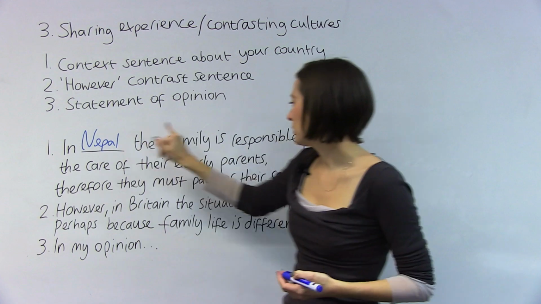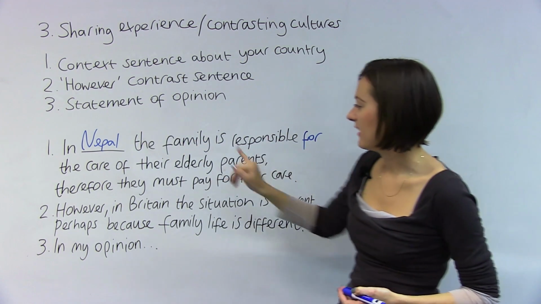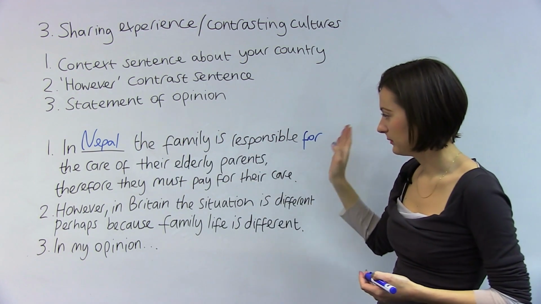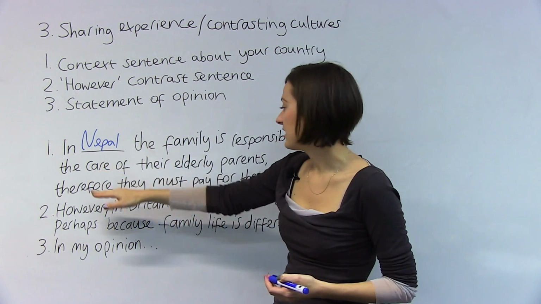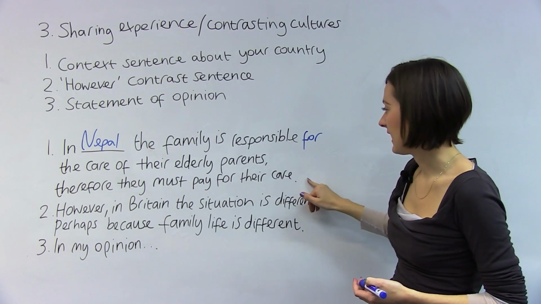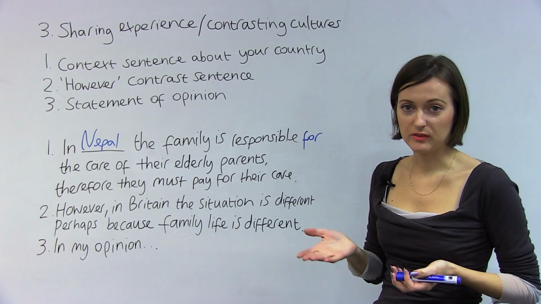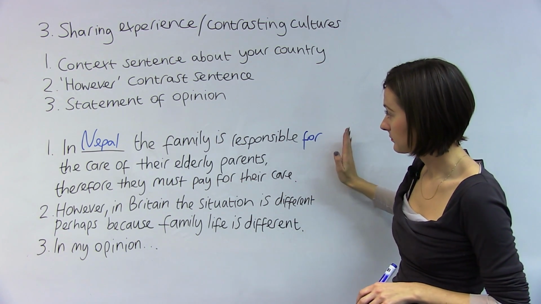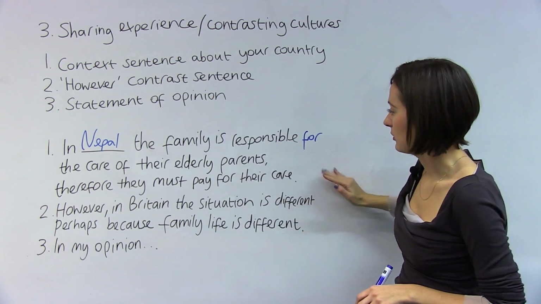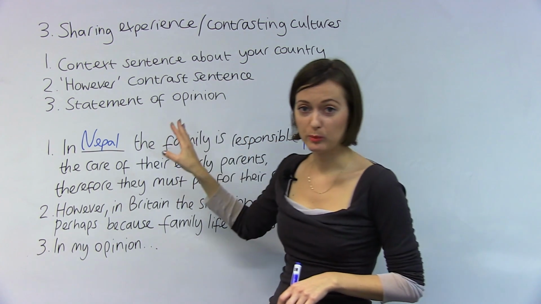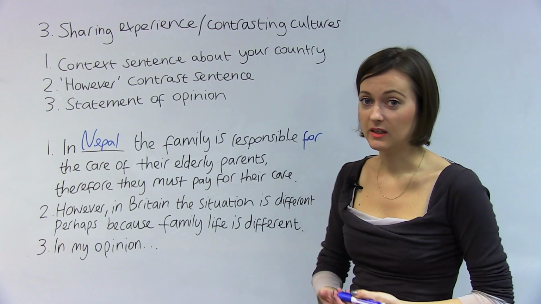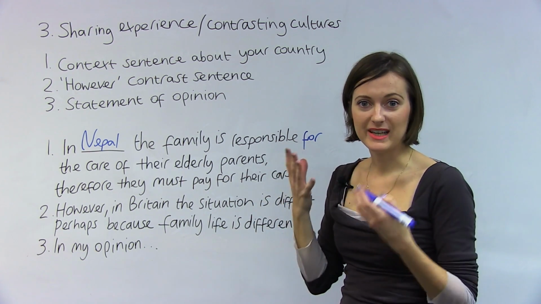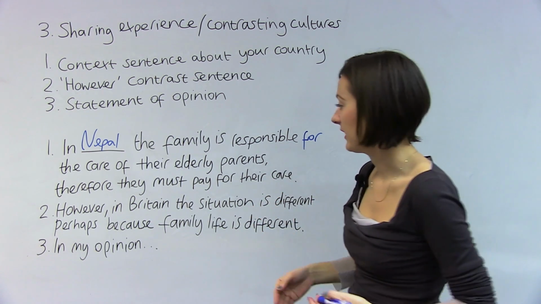So, for example, in Nepal, the family is responsible for the care of their elderly parents, comma. Therefore, they must pay for their care. It's not an option for the government to pay for the care here. So there's a context sentence. Then show the contrast. That's what it's like in Nepal. What's it like in Britain? And you can use what was said in the question to be able to answer that.